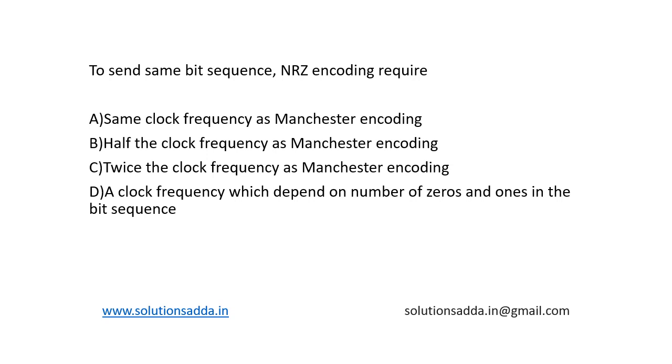So, first of all, what is a non-return to zero encoding? It is an encoding technique in which the voltage level remains constant during a bit interval. And what is Manchester encoding? In Manchester encoding, there is a transition after every bit in the voltage level. So, to send the same bit sequence in non-return to zero, we require half the clock frequency as of Manchester encoding. So, option B is the right answer.